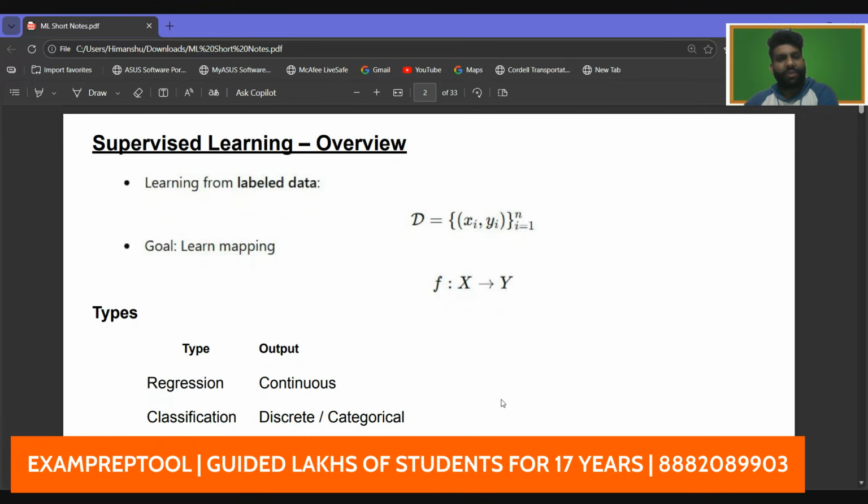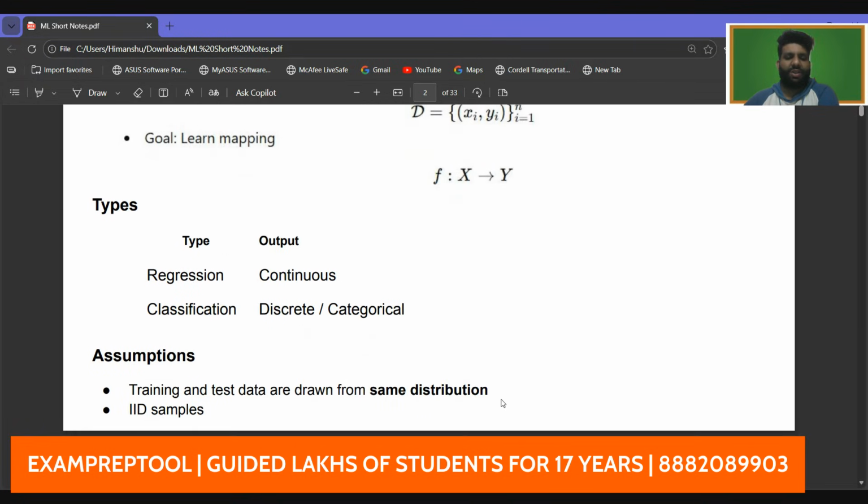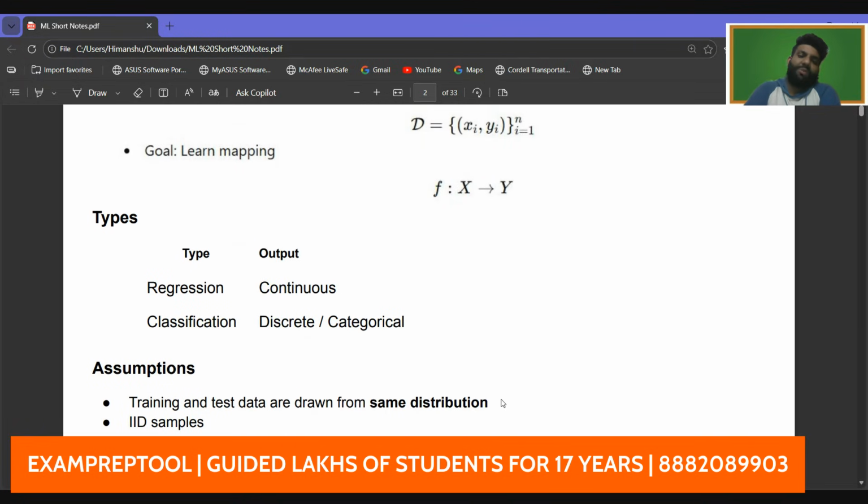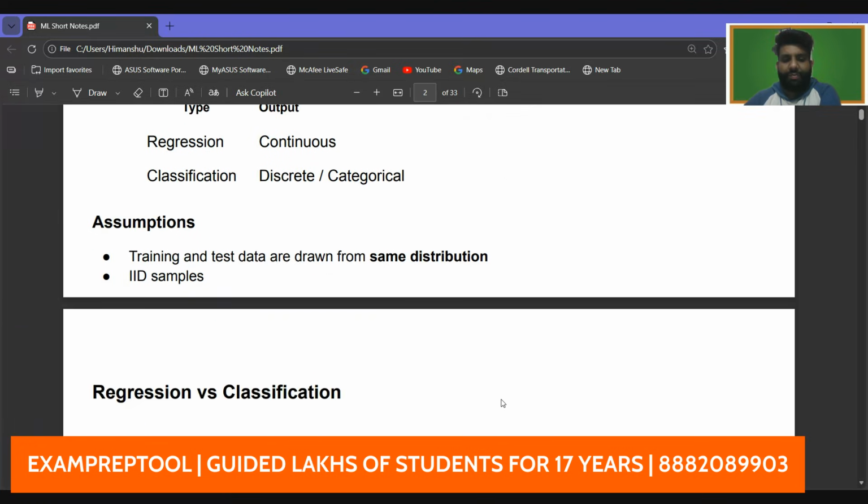If it's a continuous value, in that case what I'm doing is a regression. If it's a discrete or categorical value, in that case it's a classification. And in general, in supervised learning, what we study at this level is that the training and test data are drawn from the same distribution. We have a number of variations if you go higher in the studies, nothing relevant right now. And we consider IID samples. What do we mean by IID? Independent and identically distributed samples. Cool, let's move ahead.